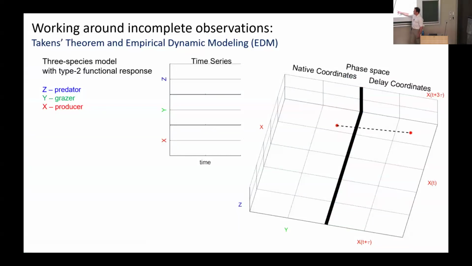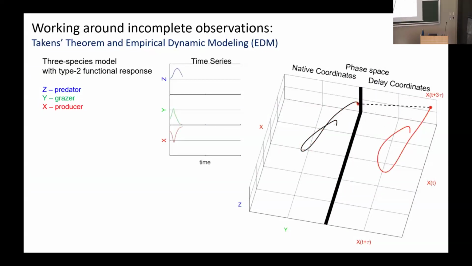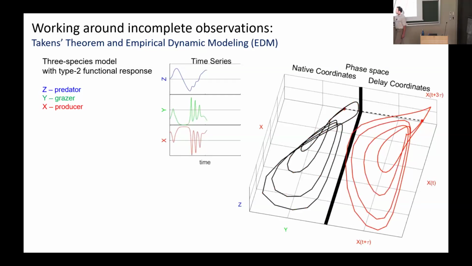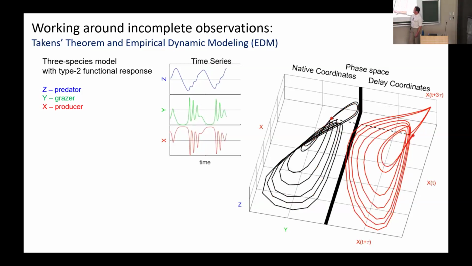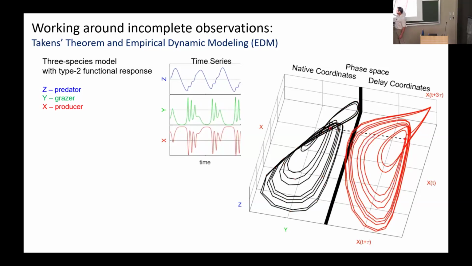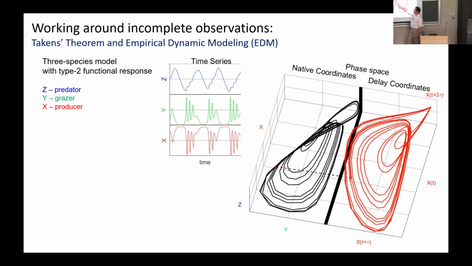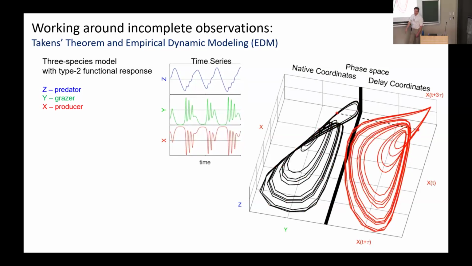So this is going to be a video of a 3-species system composed of a producer, a grazer, and a predator. The abundance of each species is shown over here, plotted against time. The dynamics look kind of complicated, but when we plot those same dynamics in the phase space, so the coordinates of this are the abundance of each of the species, we see that those complicated time series are actually tracing out a fairly simple shape in the phase space. That's the attractor for the system.